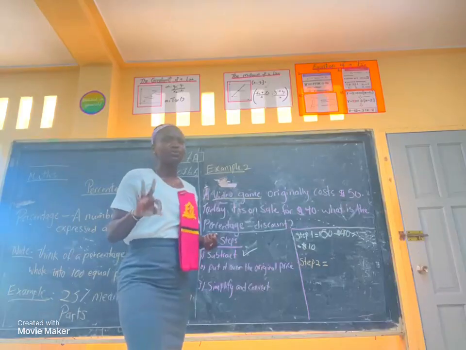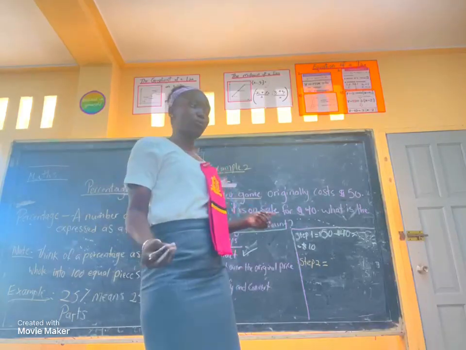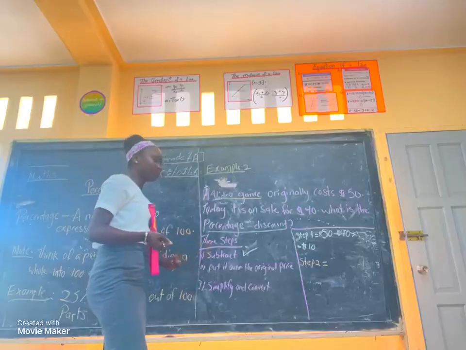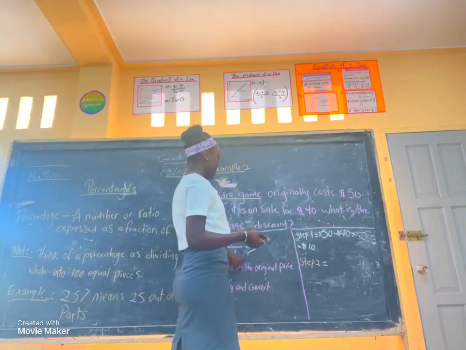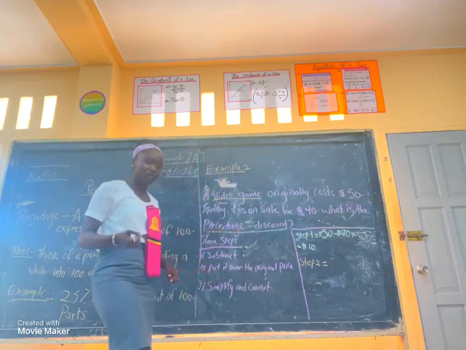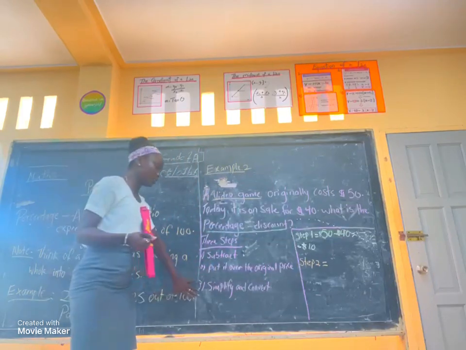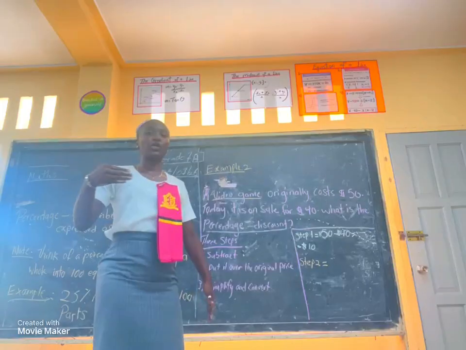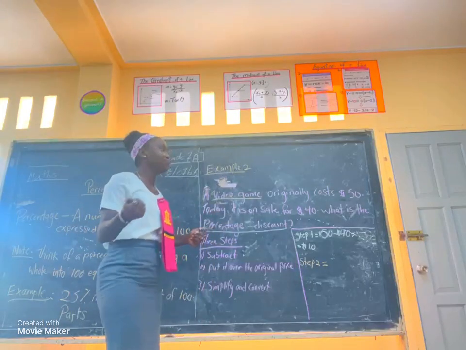There are 3 steps to follow in order to work the question. The first step is to subtract. The second step is to put it over the original price. And the third step is to simplify and convert to get your answer.